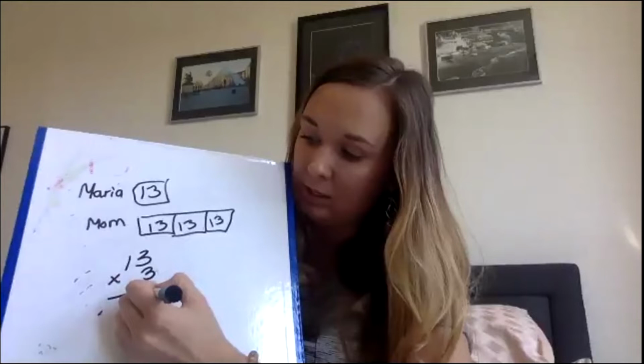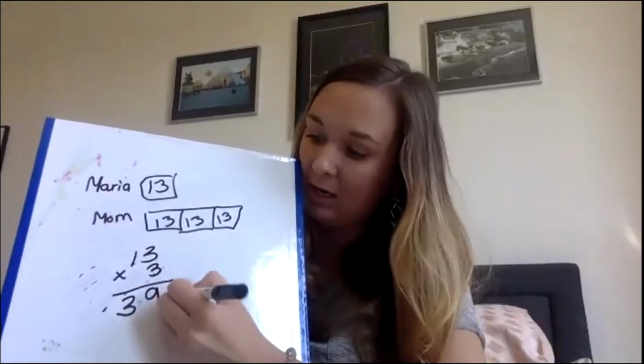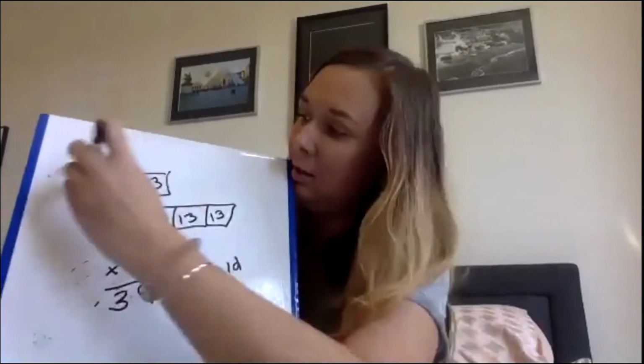3 times 3 is 9. 3 times 1 is 3. So we know Maria's mom is 39 years old. Give yourself a check if you had that one correct.